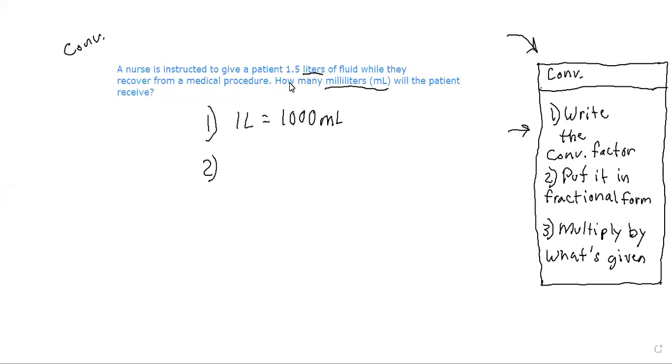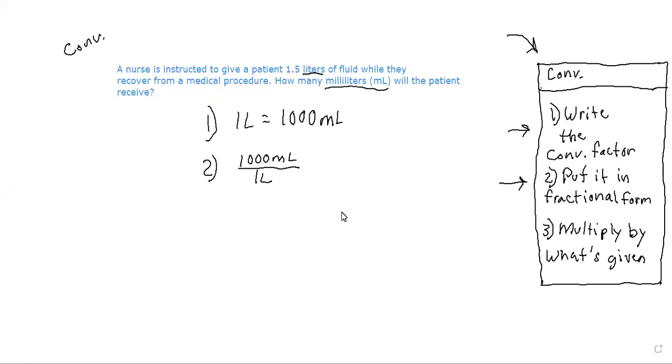The problem tells us in the word problem, whatever units they want to end up with, that has to go on the top of the fraction. I'll say it again. In the word problem for conversion problems, whatever units they want to end up with has to be on the top of the fraction. Here it says how many milliliters. So they want to end up with milliliters. So milliliters goes on top. So our conversion factor is going to be 1,000 milliliters over 1 liter.